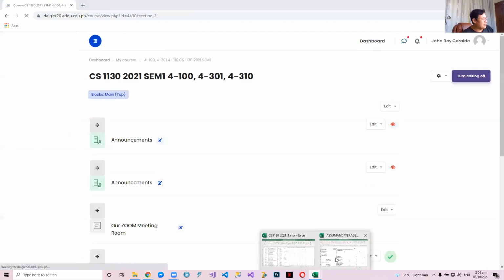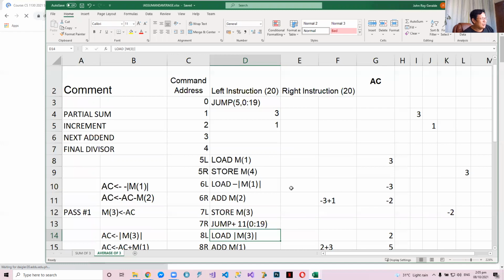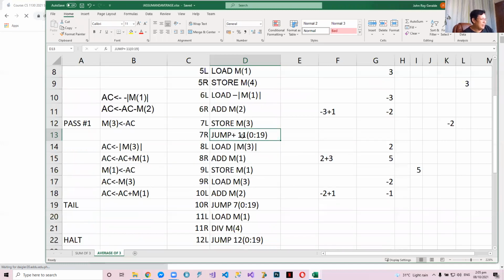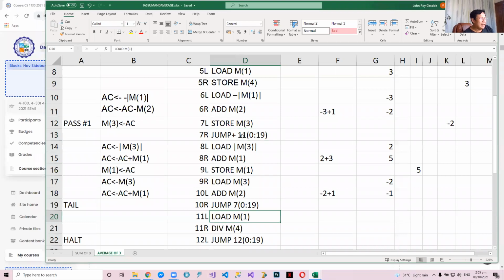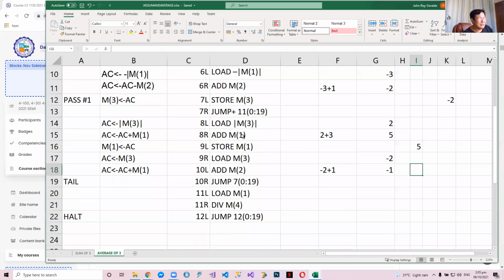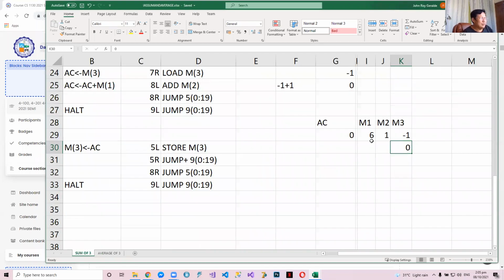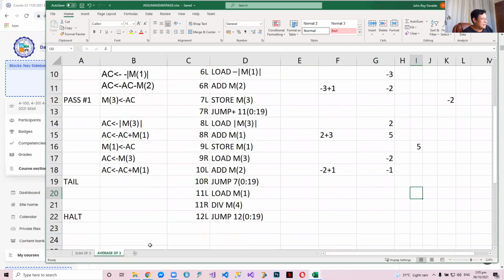I'm not going to trace this anymore, no? As long as we reach 0, when we reach 0, this jump plus will terminate, and we will jump to 11L. Do you follow? And in 11L, we are going to load M1. So is this right? 3 plus 2, yes. In the end, this will become 6, right? Since we will load M1, this will become 6.